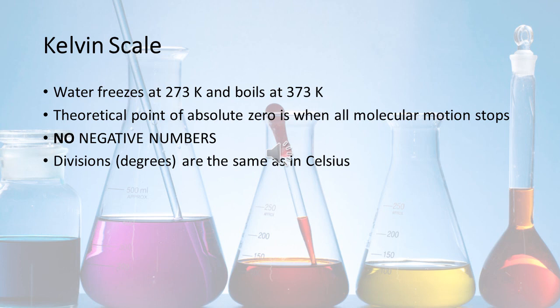On the Kelvin scale, water freezes at 273 Kelvin and boils at 373 Kelvin. I want you to take note of the fact that these are not degrees. They are actually considered divisions, but just make sure you don't put a degree sign when you are recording Kelvin. The theoretical point of absolute zero is when all molecular motion stops. There are no negative numbers in Kelvin scale, and divisions are the same as in Celsius degrees.